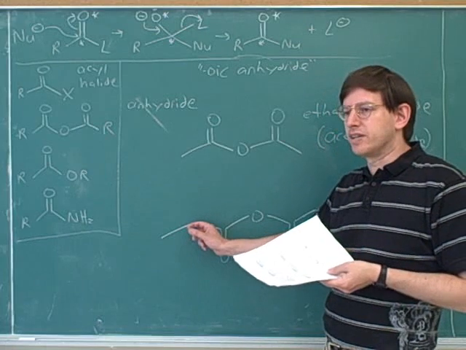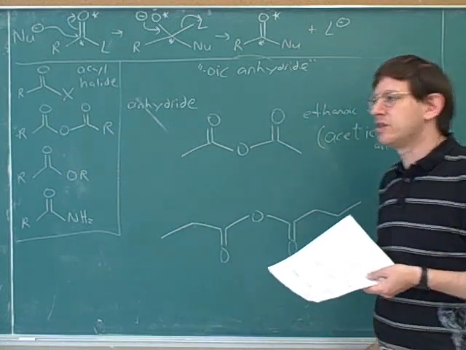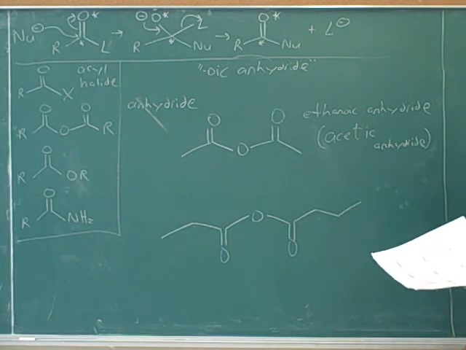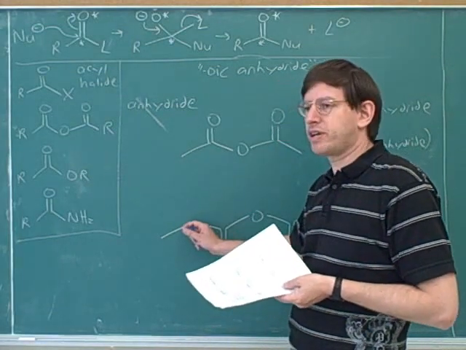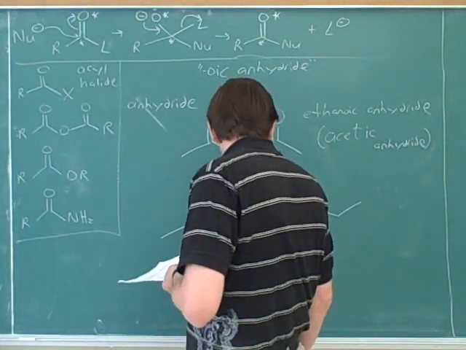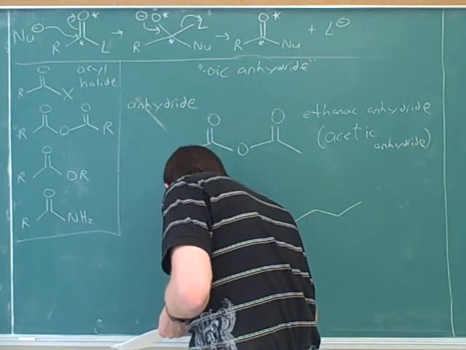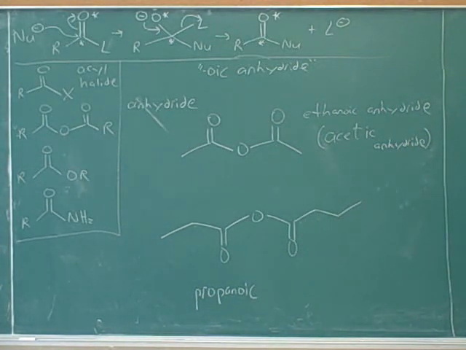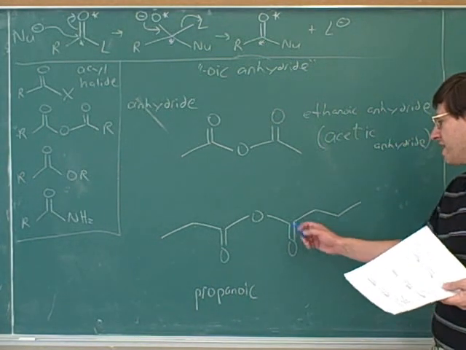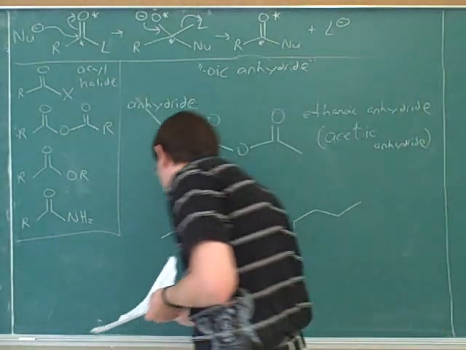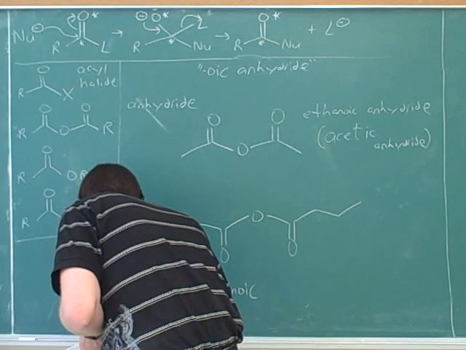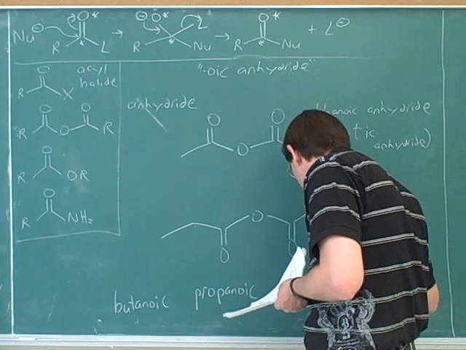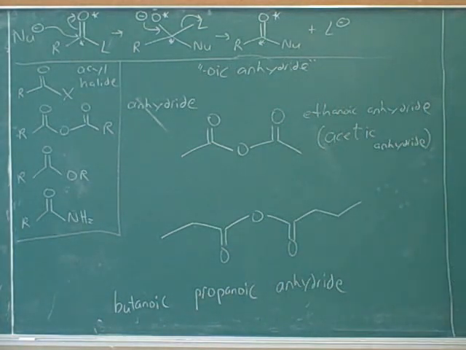Now notice that there's three carbons on the left here and four carbons on the right. So this is an asymmetric anhydride, and we simply have to name the two sides separately. Well, on this side we have three carbons, which would be indicated by propanoic. On the right-hand side, we have four carbons, which would be indicated by butanoic. And we still use the same suffix, anhydride. So we would have butanoic propanoic anhydride.